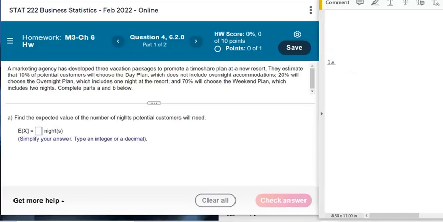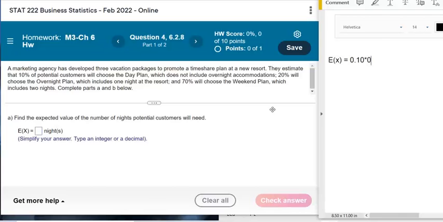So same thing here. When you calculate expected value, if you're given probabilities, you take the probability times the value, plus the next probability times its value, and you just keep going like that until you've done all the possible different outcomes for the event. So find the expected value of the number of nights potential customers will need. It says that 10% of potential customers will choose the day plan, which does not include overnight accommodations. So here's the decimal form of the probability times the number of nights.